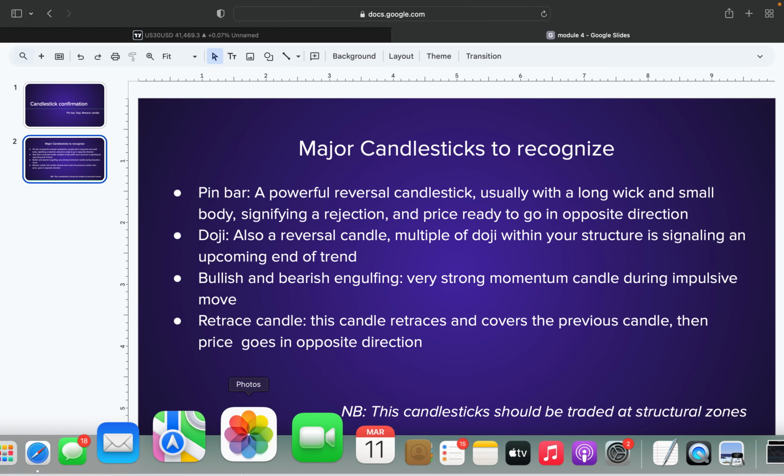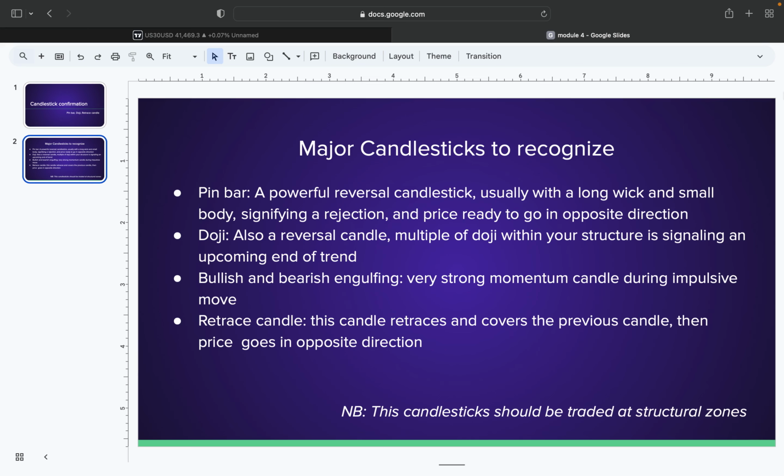The major candlesticks to recognize, which is what I'll be listing out here: the pin bar, the doji, bullish and bearish engulfing, the retrace candle. And I'll be showing you real life market examples that occurred in the chart too. Here, the first one is the pin bar. The pin bar is a powerful reversal candlestick, usually with a long wick and a small body, which is signaling a rejection, and price is ready to go in the opposite direction.